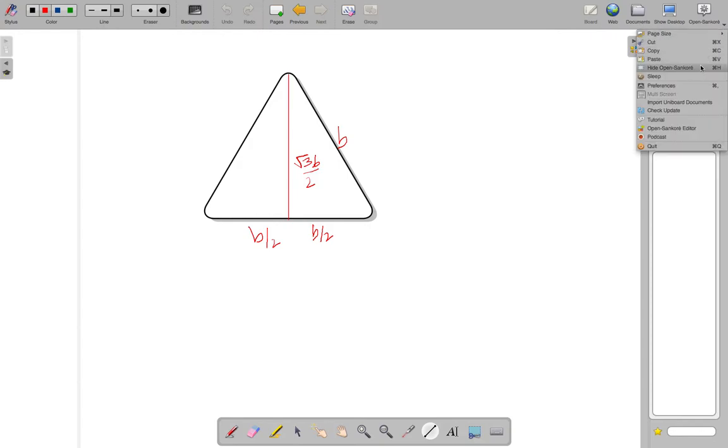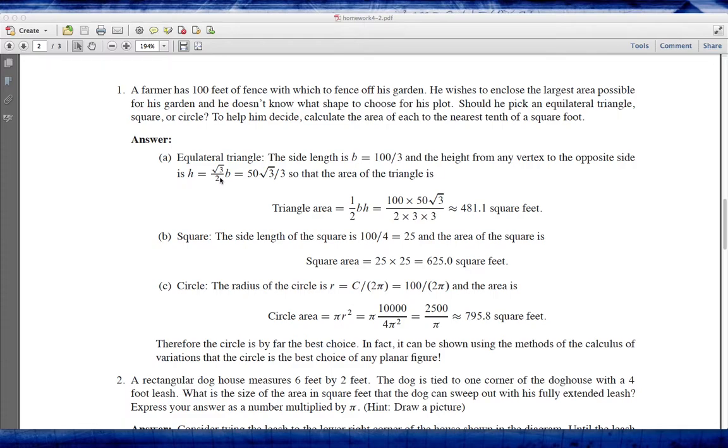So square root of 3 b over 2, b is 100 over 3, so if you simplify, you get 50 square root of 3 over 3. So triangle area is half base, which is 100 over 3, times 50 square root of 3 over 3. So if you simplify, this is approximately 481 square feet. If it's a square, each side will be 25. And so the square has a larger area than the equilateral triangle. So far, square is the winner.